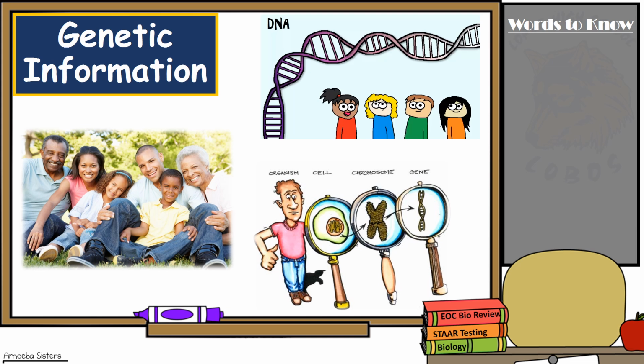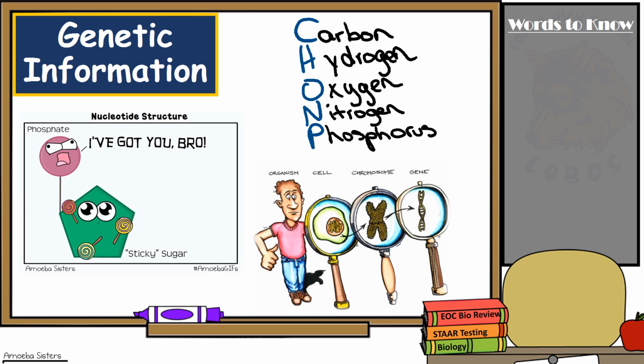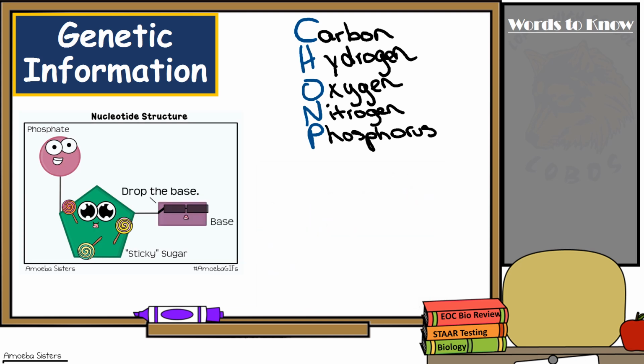First of all, nucleic acids are made up of essential elements referred to as CHOMP. Carbon, hydrogen, oxygen, nitrogen, and phosphorus. And remember, each nucleic acid is made up of monomers known as nucleotides. A nucleotide consists of a 5-carbon sugar molecule that's bonded to a nitrogenous base and a phosphate group.